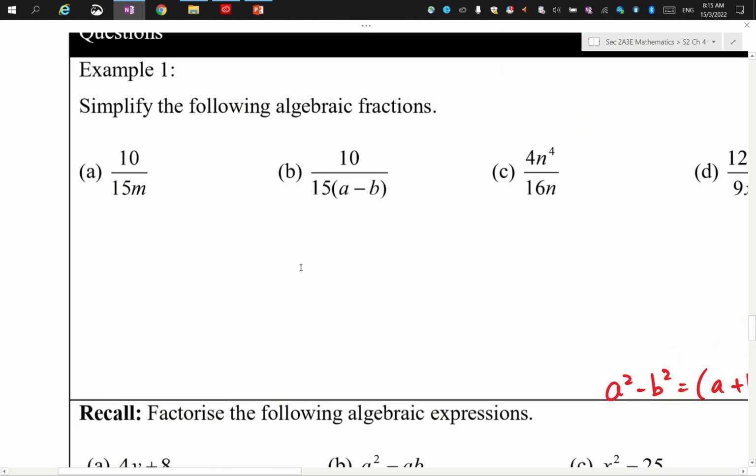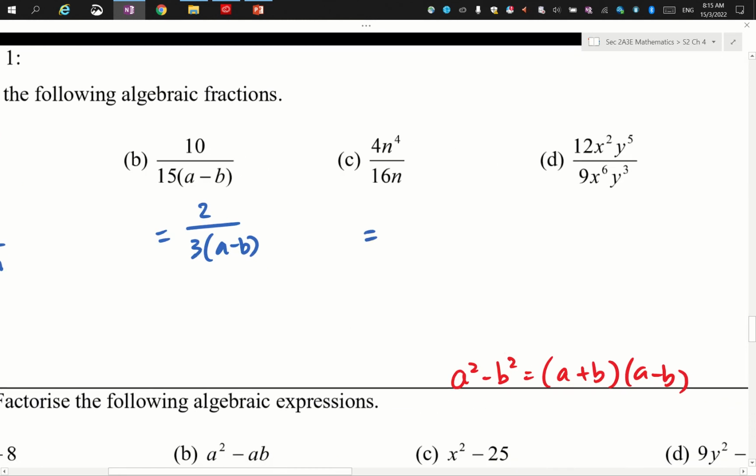So now we simplify the algebraic expression using a pencil. Divide by 5, 2 and 3. So we have 2 over 3m. Now same case over here, we still have 2 over 3 times of a minus b.